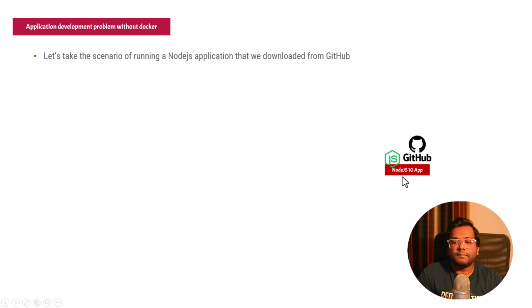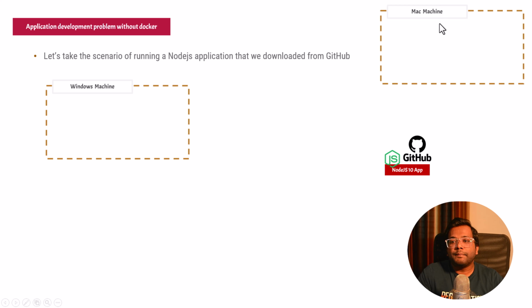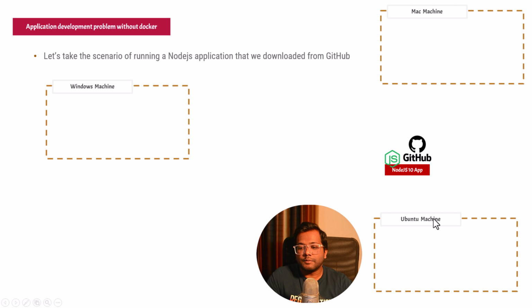This application was developed using Node.js 10. We have different versions of Node.js which started from, let's say, version 1, and currently we have reached up to Node.js 15 or Node.js 18, and let's say this particular application was developed using Node.js 10. We have a local machine, let's say a Windows machine, where the Windows operating system is installed. Other people can have a MacBook where OS X is installed, and other people can have an Ubuntu machine where a Linux distribution, let's say Ubuntu, is installed.